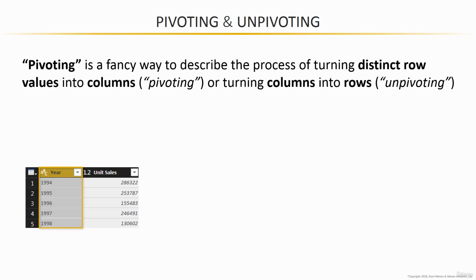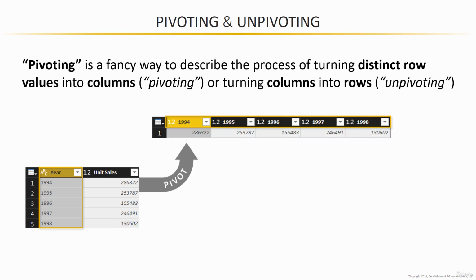So imagine this simple two-column table. You've got years in the first column and unit sales in the second column. If we were to select the year column and hit pivot, we would essentially take the year in each row and turn it into a column. So now instead of a row for 1994, we have columns for 95, 96, 97, 98. So we've basically flipped that table from a vertical format to horizontal. We've turned rows into columns.